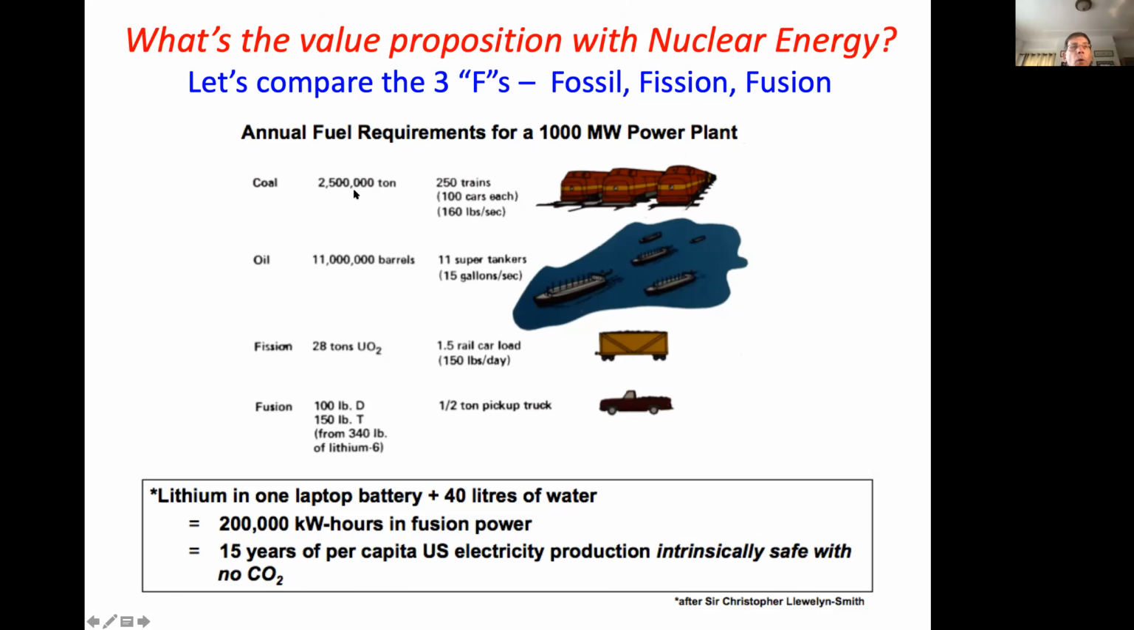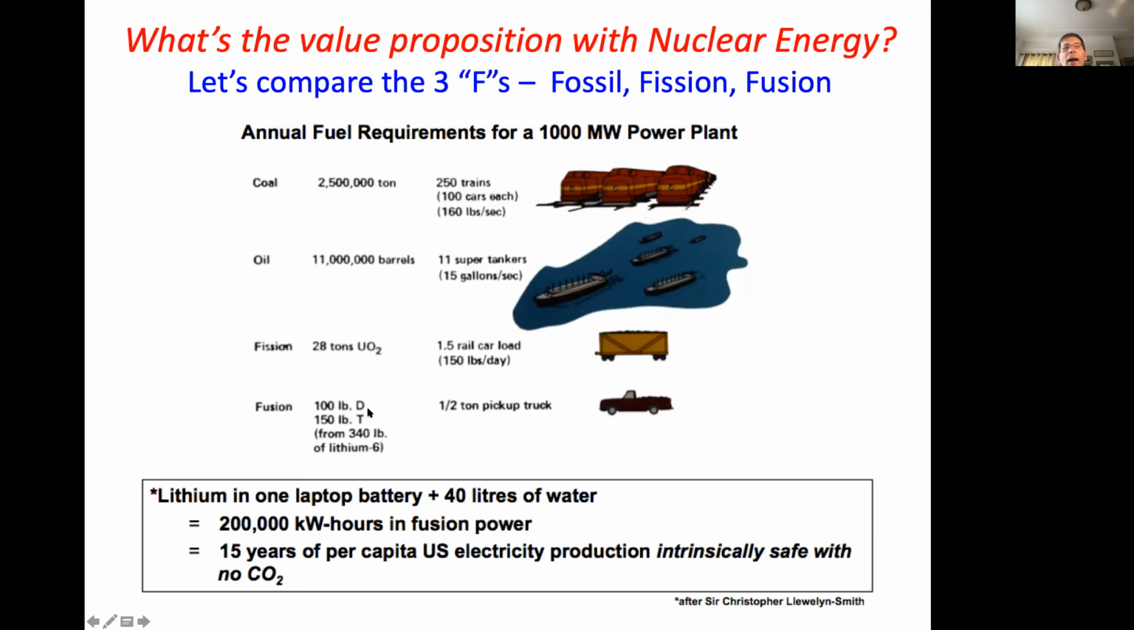The coal required is 2.5 million tons. That's 25,000 rail cars. No one likes coal. I don't like coal. Okay. Oil, it would take 11 super tankers, these things 1,000 feet long, full of oil to do the same trick. Fission energy would take about 1.5 rail cars of low enriched uranium.